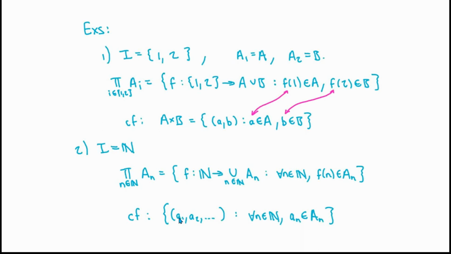The a_1 in the object on the bottom corresponds to the value of the function at 1. The a_2 corresponds to the value of the function at 2, and so on. So the Cartesian product in this case is really the set of all infinite sequences a_1, a_2, and so on, where each a_n is taken from the set A_n.